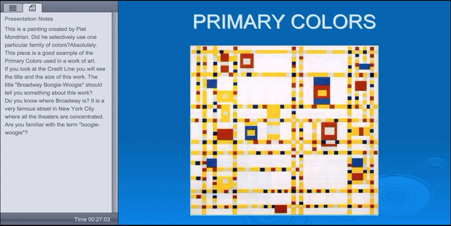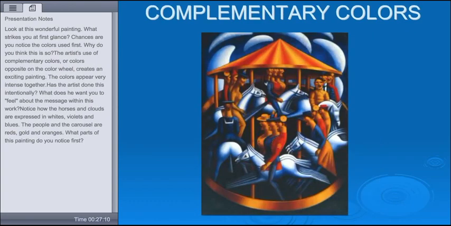Look at this wonderful painting. What strikes you at first glance? Chances are you notice the colors used first. And why do you think this is so? Well, I think it's because the artist used complementary colors, or those colors that are opposite on the color wheel. And this really creates an exciting painting. Plus, if you use line, you look at the diagonal of the horses, so you have that diagonal, and then the diagonal of the people and the curvilinear lines. There's a lot of things that make this piece move.